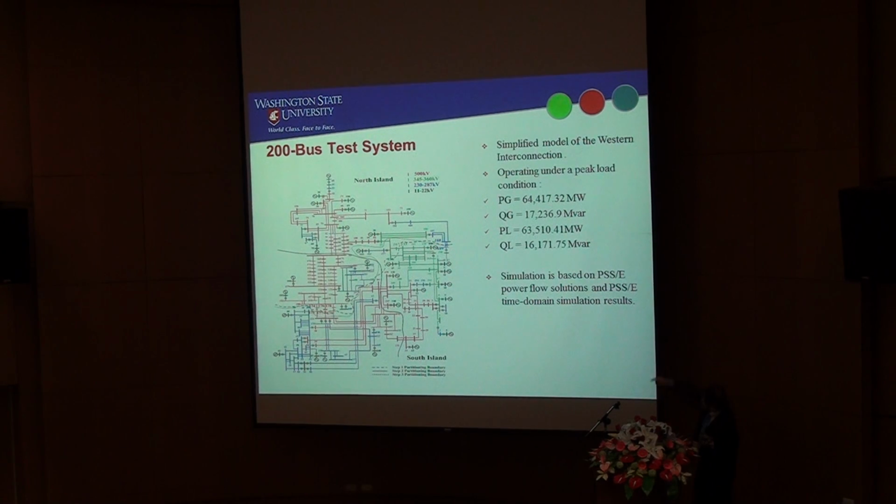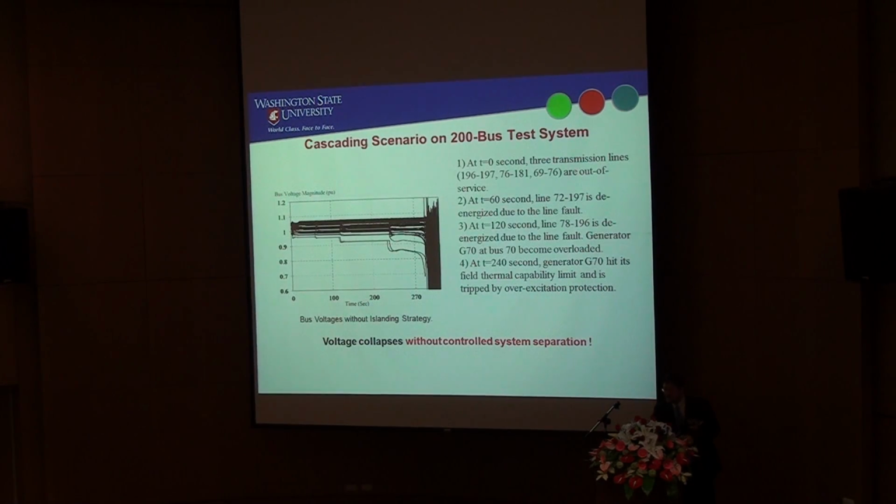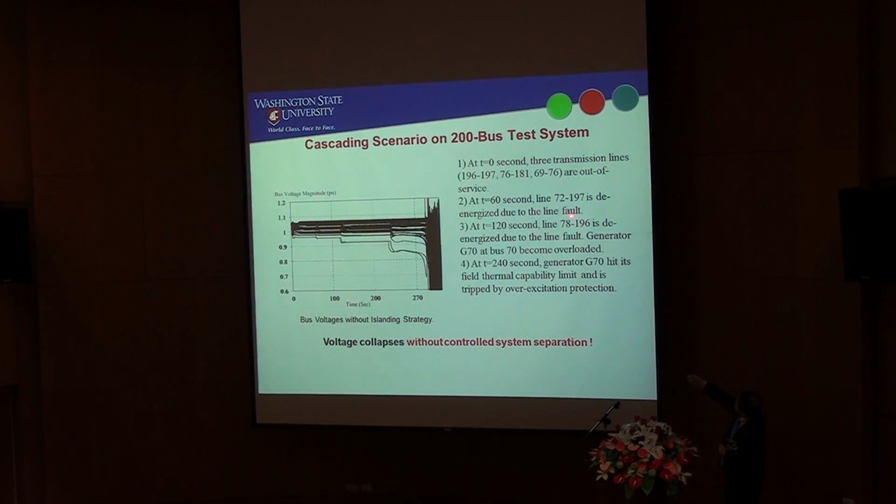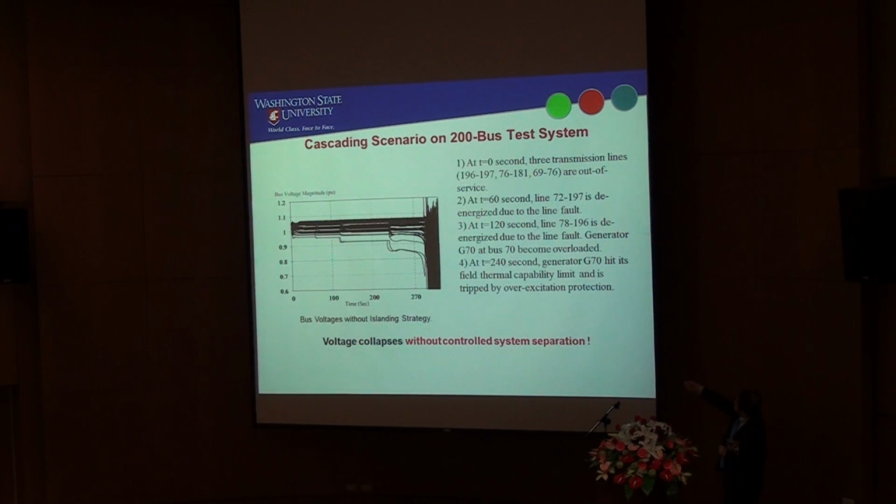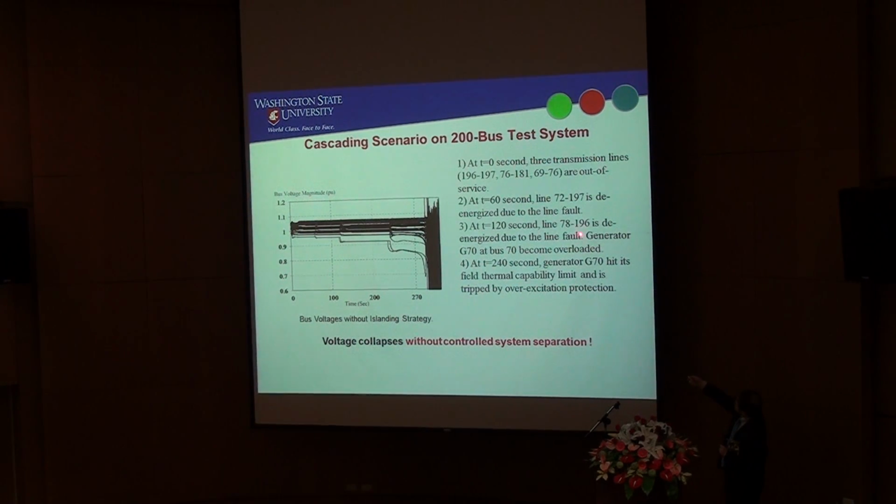All right. So here is a system, and this is what's happening to the system now. At time zero, a line trips, whatever the reason. Three lines trip. At 60 seconds, another line trip. So this is a line fault, and then at 120 seconds, another line fault.